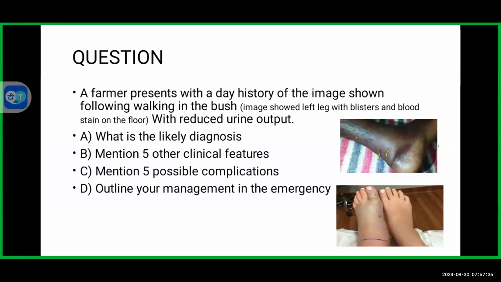Thanks for the wonderful presentation, Dr. Olajumoke. High cost of antivenom is a disadvantage for the patient.